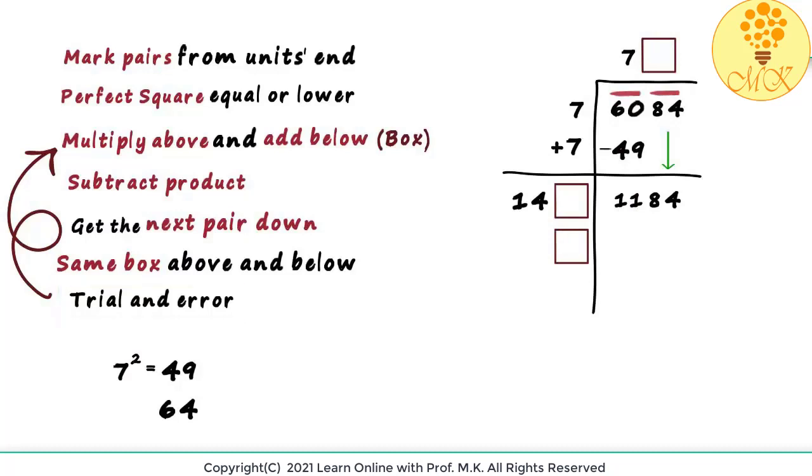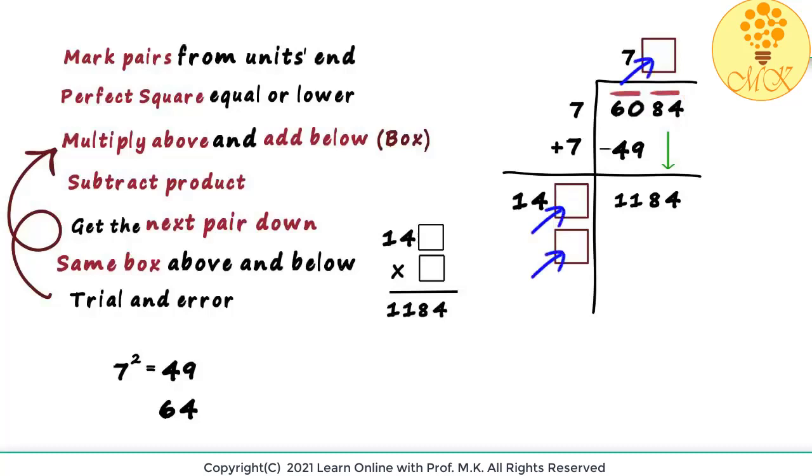We want the product of two numbers to be equal to 1184. But the product will look something like this. And we have to use trial and error to find the digit in these boxes. Okay, now here's a trick you need to remember. This trick can be used only when there are no more pairs left. Here, since 84 was the last pair we brought down, we can use this trick.